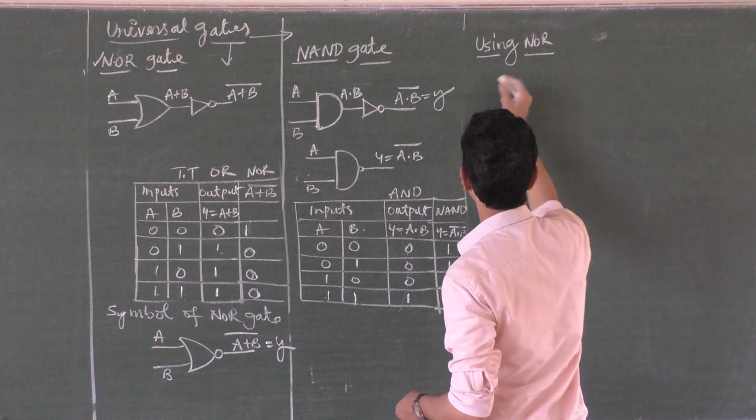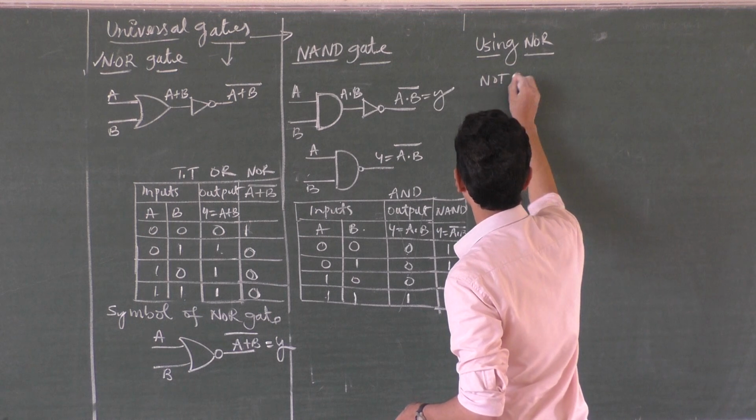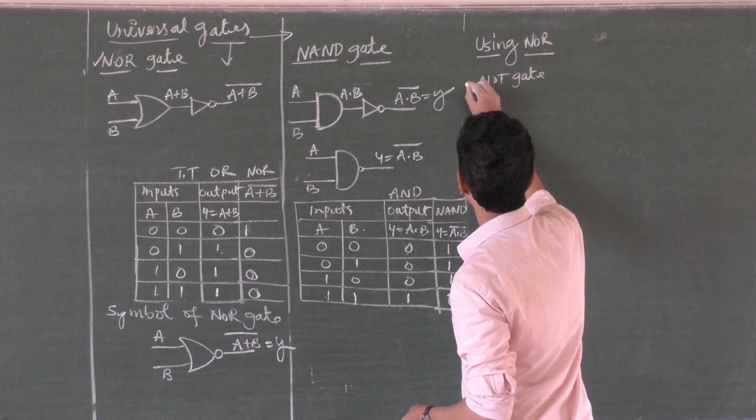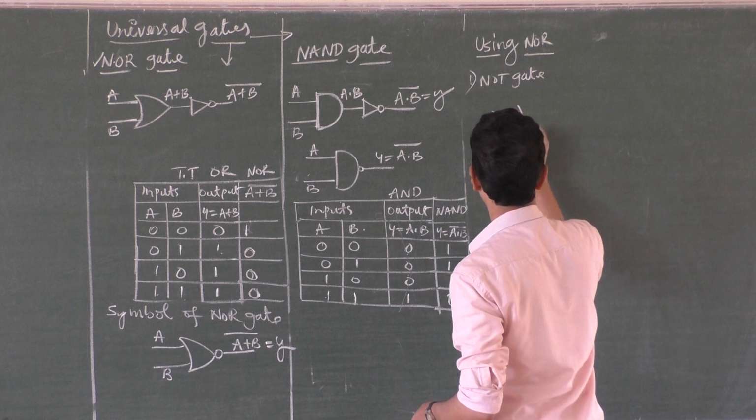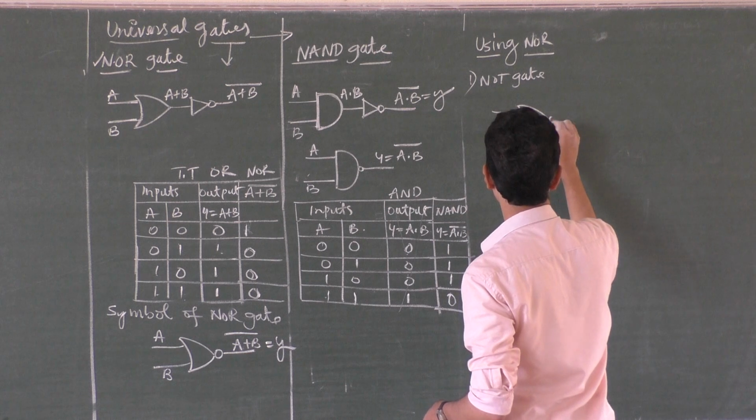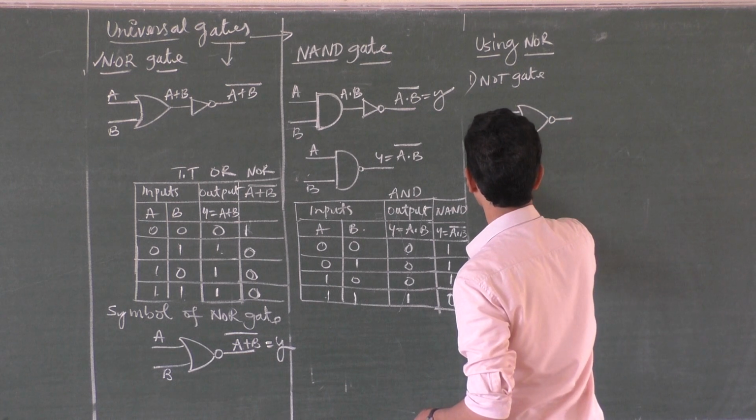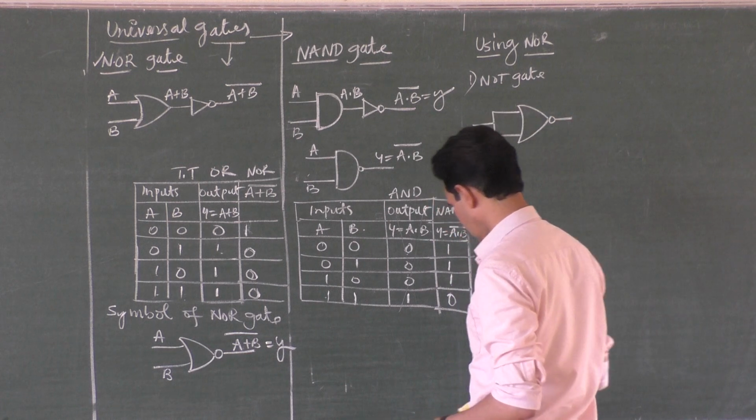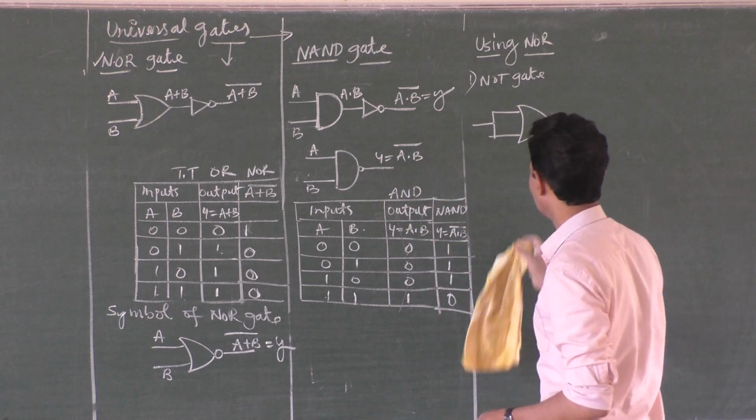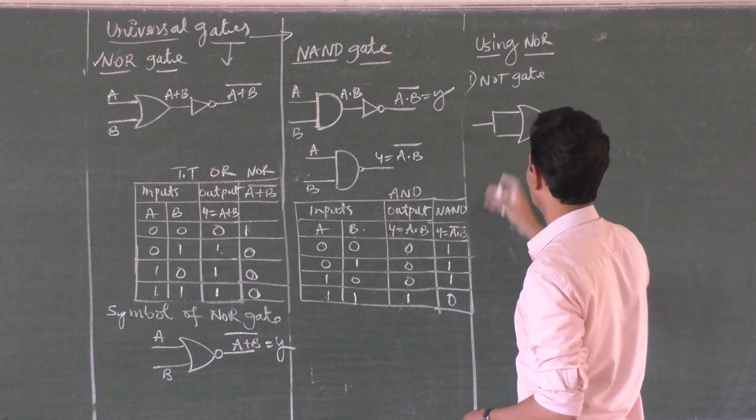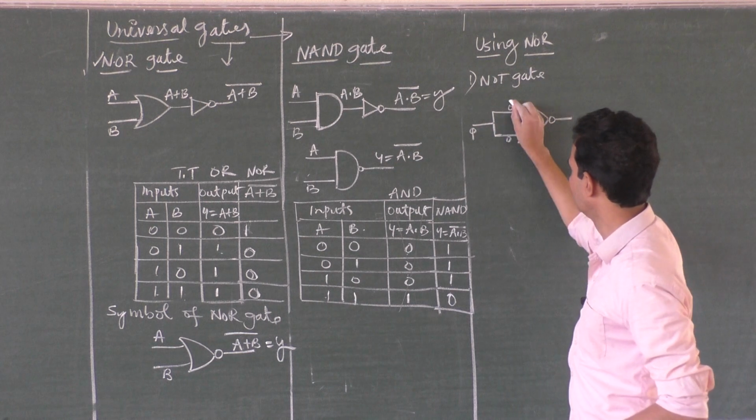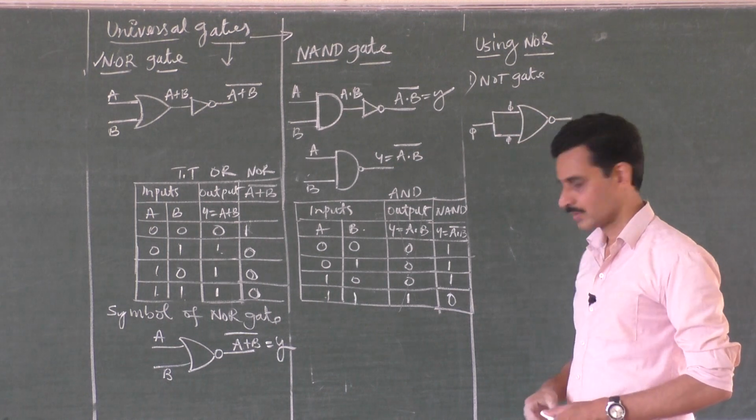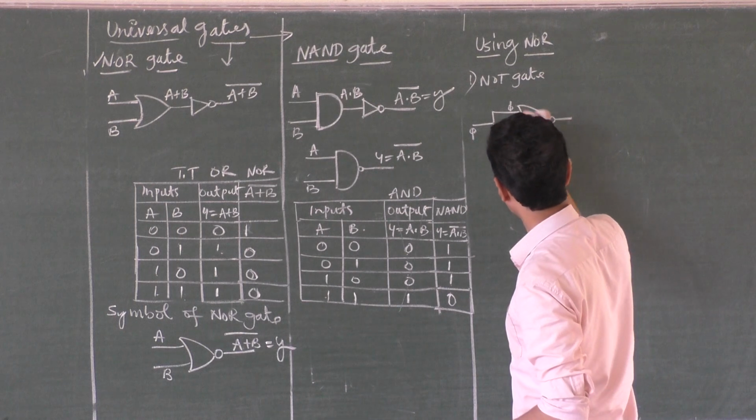Using NOR, we are writing a NOT gate. What you can do is tie the inputs of the NOR gate together and make it a single input. So when you make the inputs of the NOR gate single, what happens? If you give 0 here, both will get 0. If you give 1 here, both will get 1. That's all. But will it act like a NOT gate, sir?